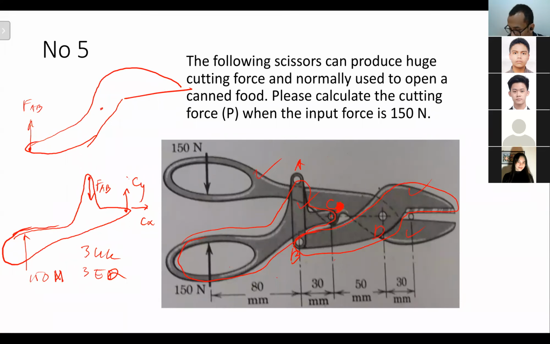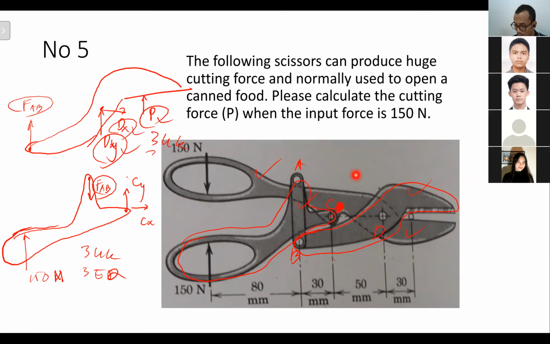So at point D here, it's supposed to be Dx and Dy, and then there's supposed to be cutting force here, P. Three unknowns as well, because FAB is known from the first one. Okay, three unknowns, Dx, Dy, P, and three equations. So we will be able to solve it. Okay, that's the way to solve number 5.